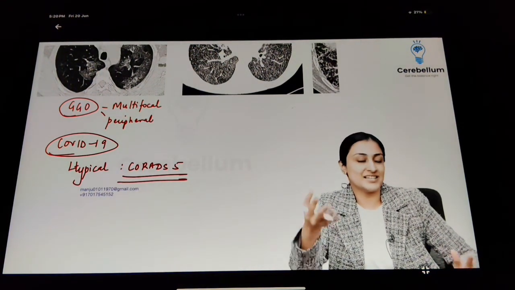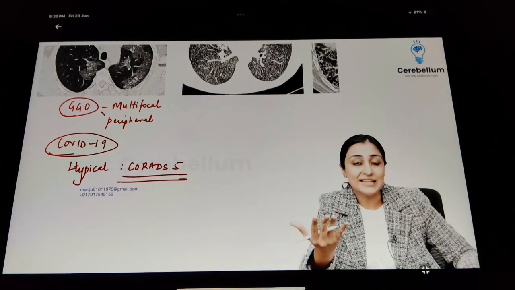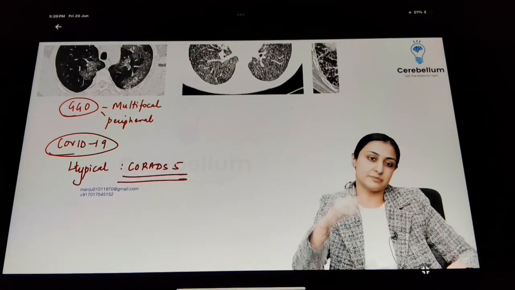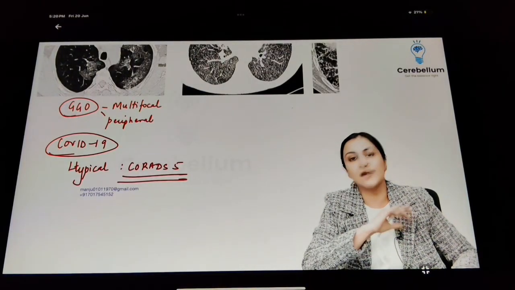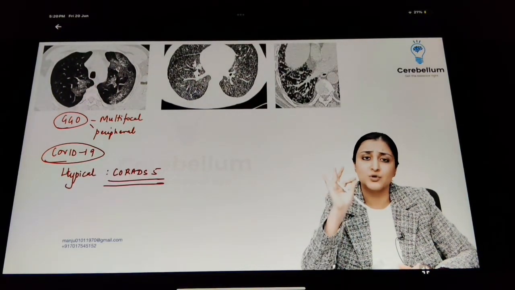A normal HRCT is CORADS 1. 2 is where it is a benign finding. 3 and 4 are equivocal. 5 is typical COVID-19. 6 is where the patient is RT-PCR positive. Just remember, typical finding, multifocal peripheral GGOs.